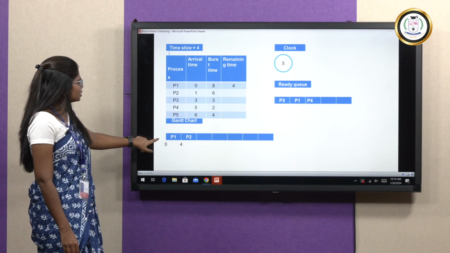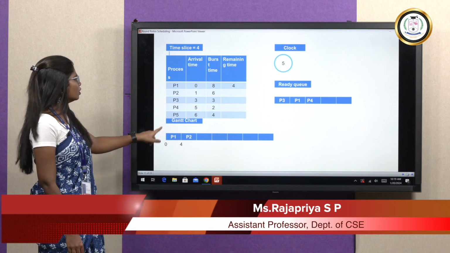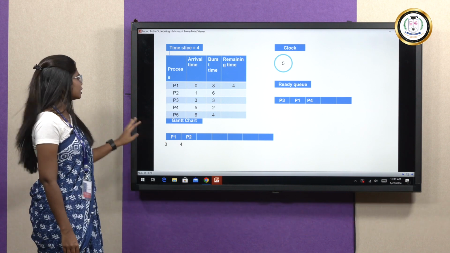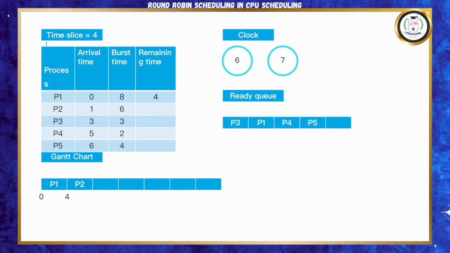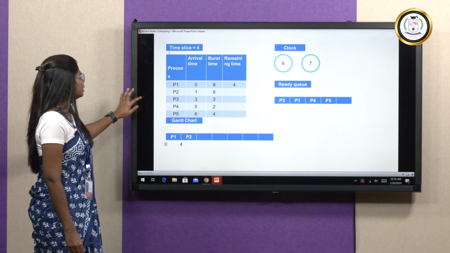Now in the Gantt chart, P1 has completed its time slice and P2 is running now, and P2 will run for 4 milliseconds, and the time is 6. After time 6 also, P2 will get executed, and at time 7 also P2 will get executed. At time 6, we are getting the process P5 inside the ready queue.